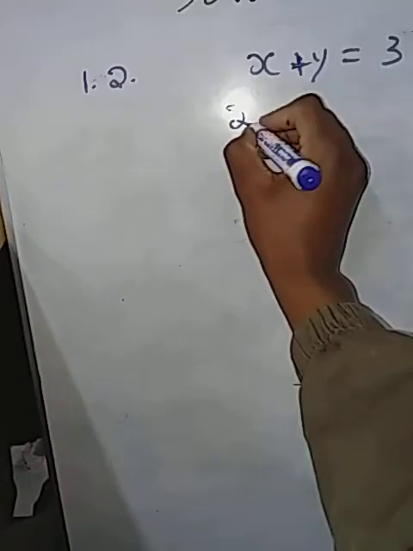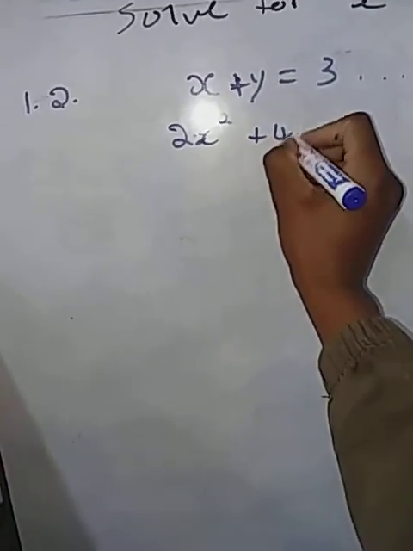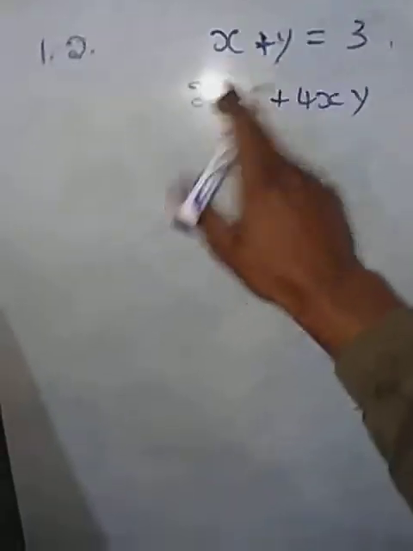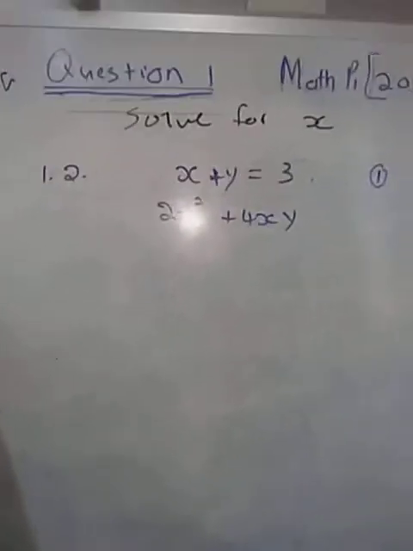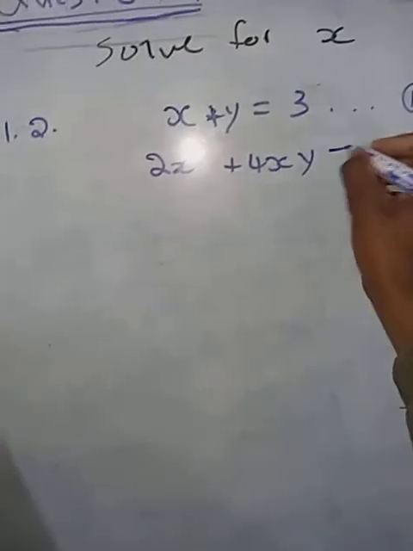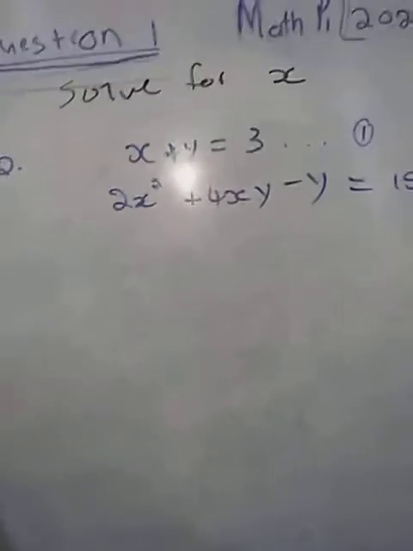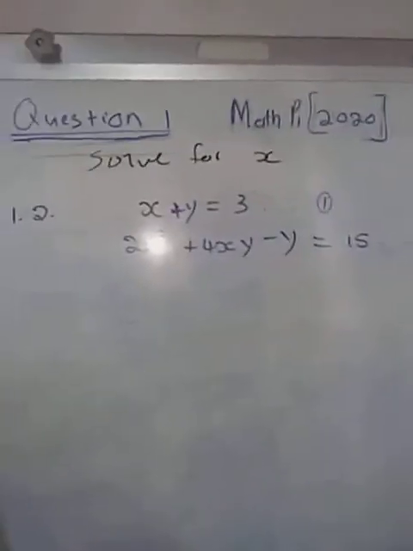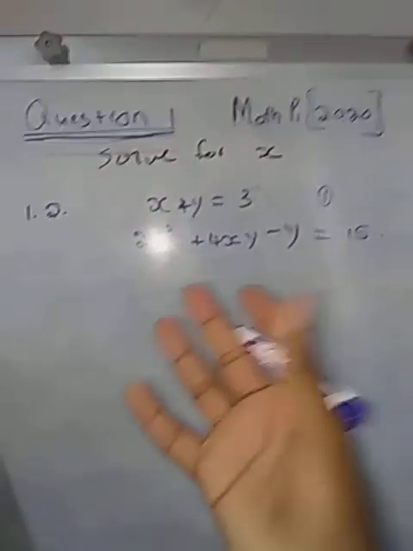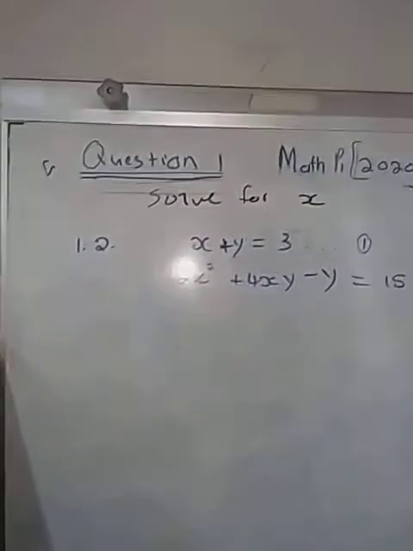Okay, then we have 2x squared plus 4xy minus y equals 15. My writing is not that beautiful, it's ugly. Then this one you can name our equation 2. If you just look at these two equations, you obviously see that the first equation is easy to deal with.